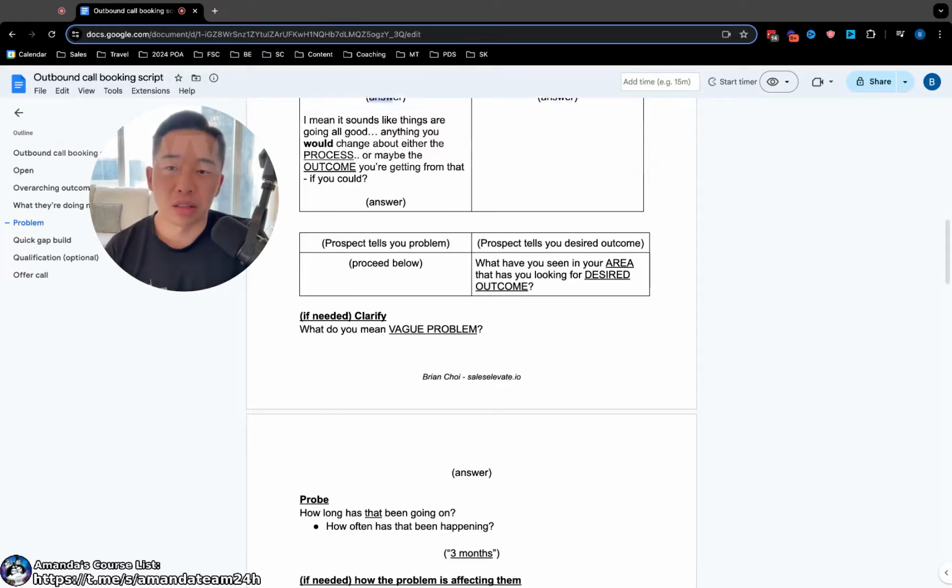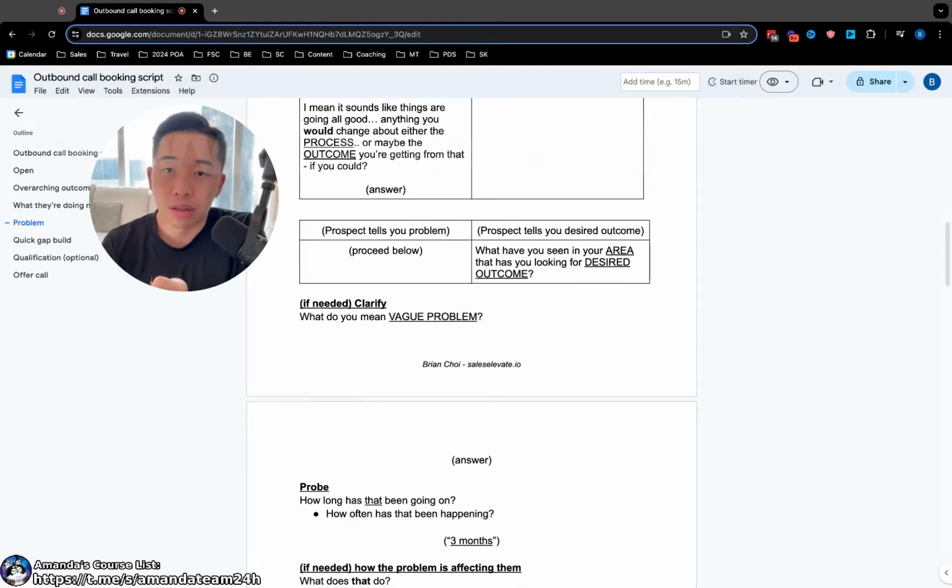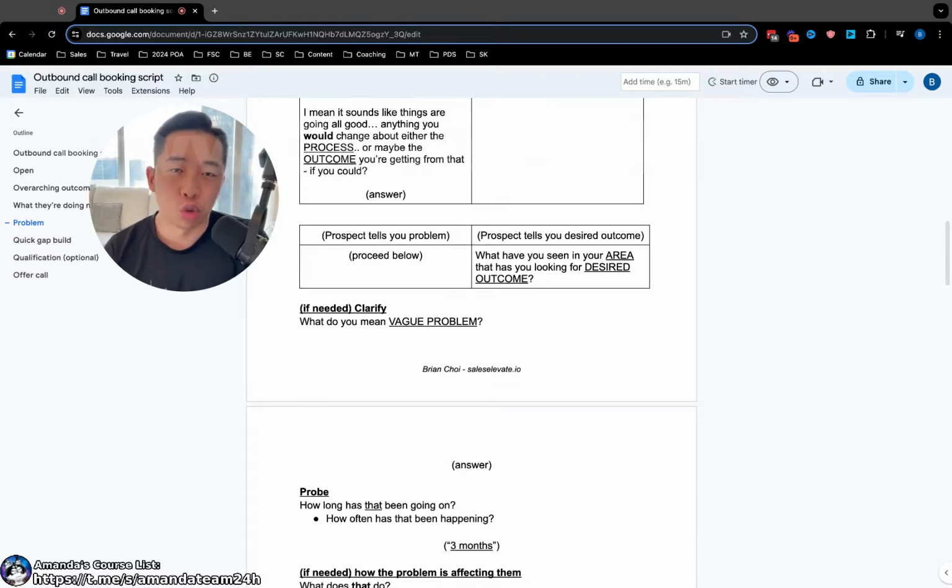So how we ask that is, I mean, it sounds like it's all going good. So what you're doing is you're pushing them away, which makes them say, yeah, I mean, there's something going on. Is there anything you would change about either the process or maybe the outcome you're getting from that, if you could? So process or outcome. Typically the two truths question is asked as: is there anything you would change if you could?